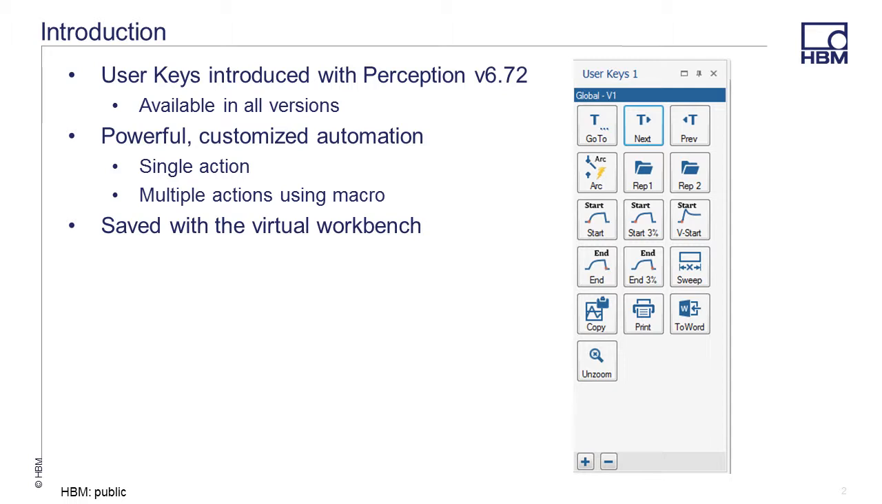Both single action and multiple step macros can be created. If a user has a predefined set of steps they work through with every dataset, the user key provides a way to automate those steps. Since user keys are saved with the Perception virtual workbench, they are always present when the PNRF file is opened.